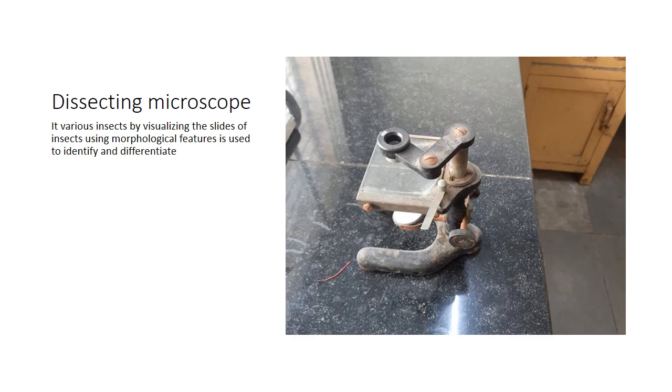This is a picture of a dissecting microscope. We have more than 20 such dissecting microscopes in our laboratory. The ready-made slides of insects are kept under the watch glass of the dissecting microscope. With the help of such a dissecting microscope, we may be able to identify different insects, their species and their sex depending upon the morphological features.